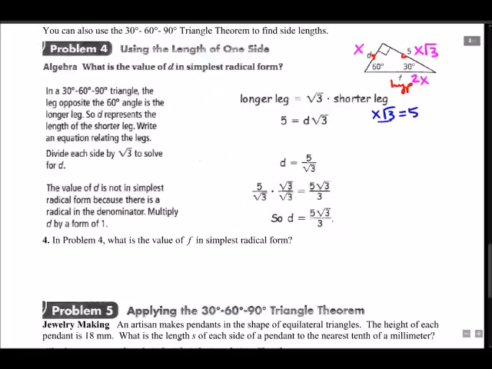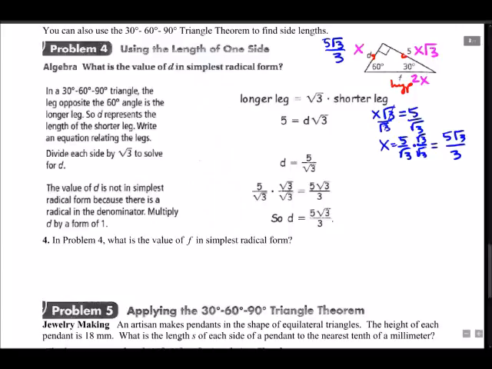So can I find x? We sure can. We're going to divide by the square root of 3 on both sides. Those cancel. X equals 5 over the square root of 3. We rationalize our denominator, and we get 5 square root 3 over 3. Okay, so we know that our short side is 5 square root 3 over 3. That is x. So how do I find my hypotenuse?